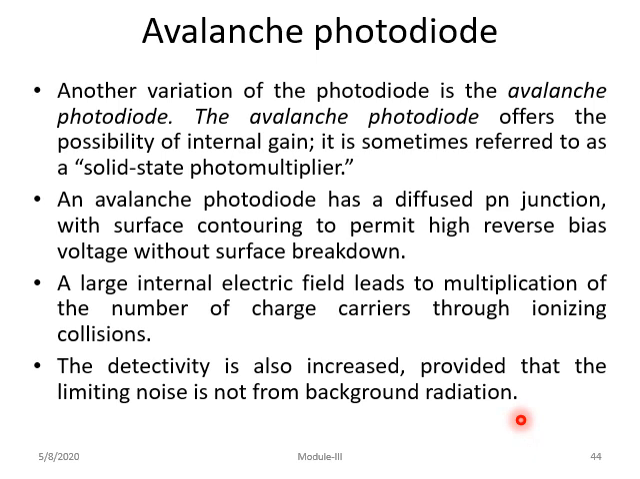So this is the first type I just mentioned, the PIN diode, and the next type we have is the avalanche photodiode. Another variation of the photodiode is the avalanche photodiode. It offers the possibility of internal gain, and it is sometimes referred to as a solid state multiplier. The avalanche photodiode has a diffused PN junction with surface contouring to permit high reverse bias voltage without surface breakdown. The large internal electric field leads to multiplication of the number of charge carriers through ionizing collision. So the detectivity is also increased, provided that the limiting noise is not from the background radiation.